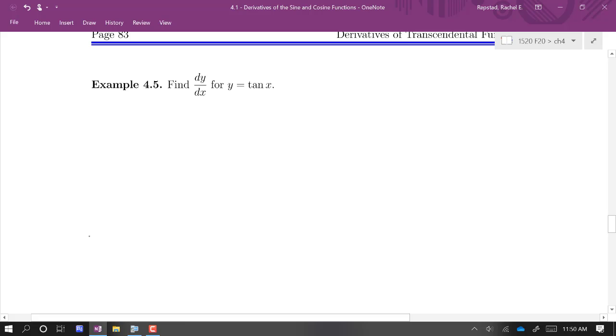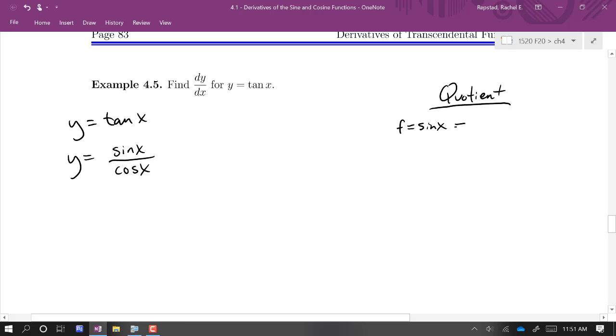So what we're going to need to do is rewrite this. And this problem becomes a lot easier when we remember that tangent is equal to sine over cosine. So I'm going to rewrite the function as sine x over cosine x. Now I can apply the quotient rule to this expression, and I know the derivatives of sine and cosine. So let's set ourselves up for that. Our f function is sine x, which means f prime is cosine x. Our g function is cosine x, and that means that g prime is negative sine x.